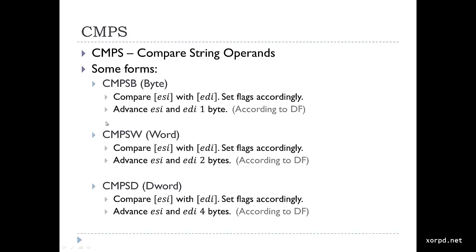Let's move on to the next form, compare SW, where W stands for word. This form compares the word in location ESI with the word in location EDI, and it sets the flags accordingly. It then advances ESI and EDI 2 bytes according to the direction flag. The last form does exactly the same, but for D words. It compares the D word at location ESI in memory with the D word at location EDI. It then sets the flags accordingly. Finally, it advances ESI and EDI 4 bytes according to the direction flag.